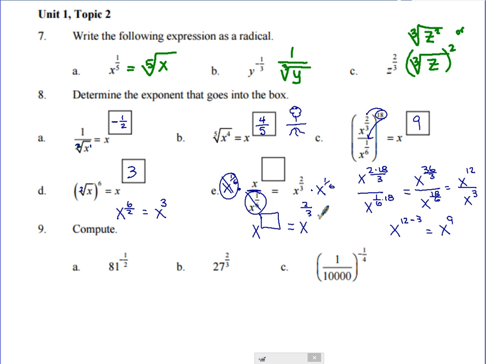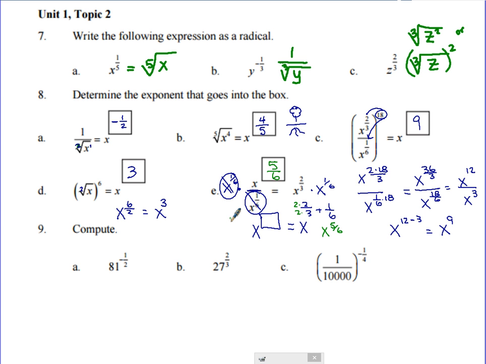So 2/3 plus 1/6. Now I can't add until they have the same denominator. So I need to multiply by 2 in the numerator and denominator. So I get 4/6 plus 1/6 is x to the 5/6. So my final answer here would be 5/6. Hopefully that process was clear.